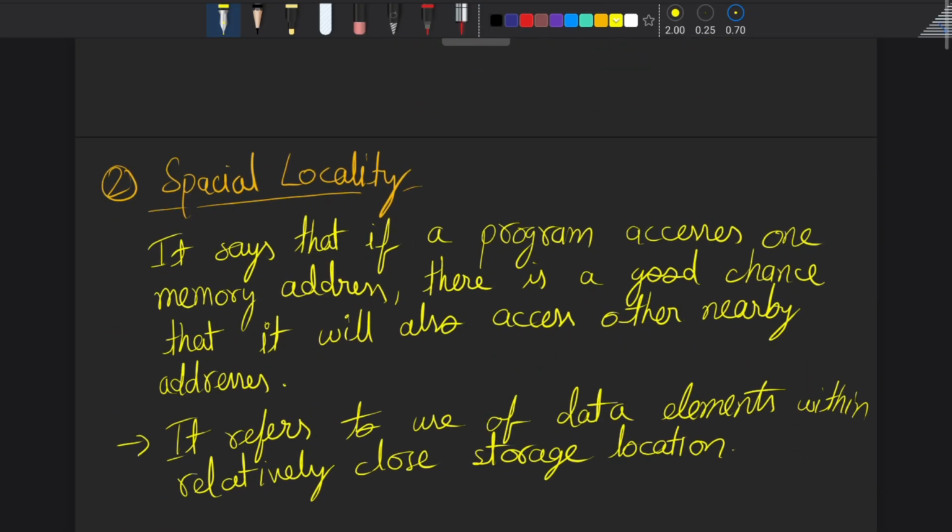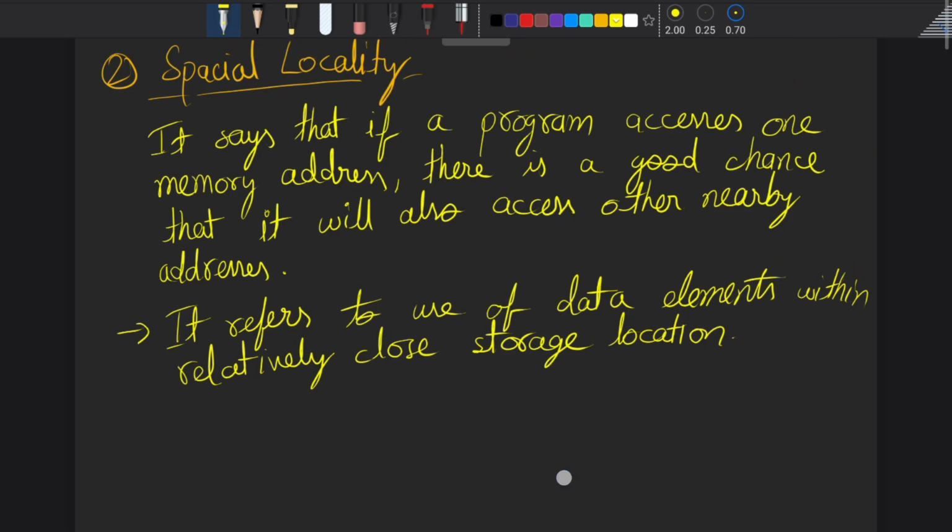Now, let's look at spatial locality. It says that if a program accesses one memory address, there is a good chance that it will also access other nearby addresses. So, by this statement, spatial locality means that if our program is accessing a memory address, there is always a good chance that it will also access memory addresses nearby. So it refers to the use of data elements within a relatively close storage location.